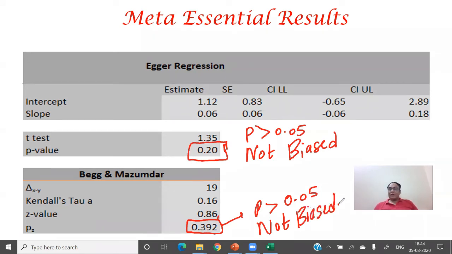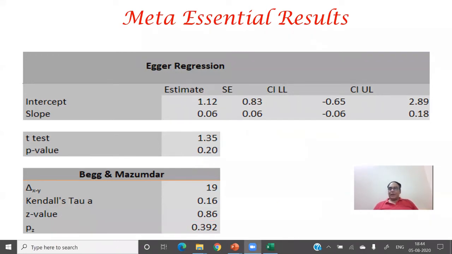So I hope all of you are with me and understanding the concepts. I'm showing you the result of the Begg and Mazumdar test and Egger regression test. So all of you say that you are with me. Good. Now in MetaEssential, we have 3 more tests. 3 tests we have already done: funnel plot, Begg and Mazumdar, Egger regression.